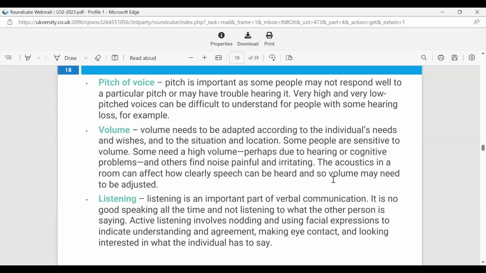The acoustics in a room can affect how clearly speech can be heard. So, if you're in a big room, sometimes words come across and you can't hear them clearly because of the size of the room. Listening is an important part of verbal communication. It is no good speaking all the time and not listening to what the other person is saying. Active listening involves nodding and using facial expressions to indicate understanding and agreement, making eye contact and looking interested in what the individual is saying.